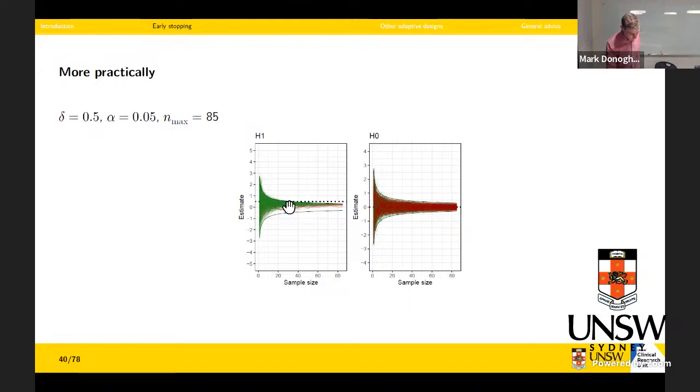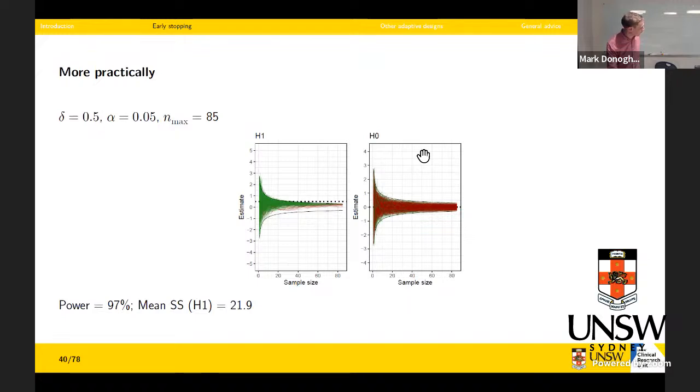You can see this one looks pretty good. We're finding a significant difference a fair amount of the time before we get to 85 samples. And on the right-hand side, we don't want to find a significant difference because there isn't one. But we can see a fair number of green lines here, which means that we are stopping early and saying that we have found a difference.